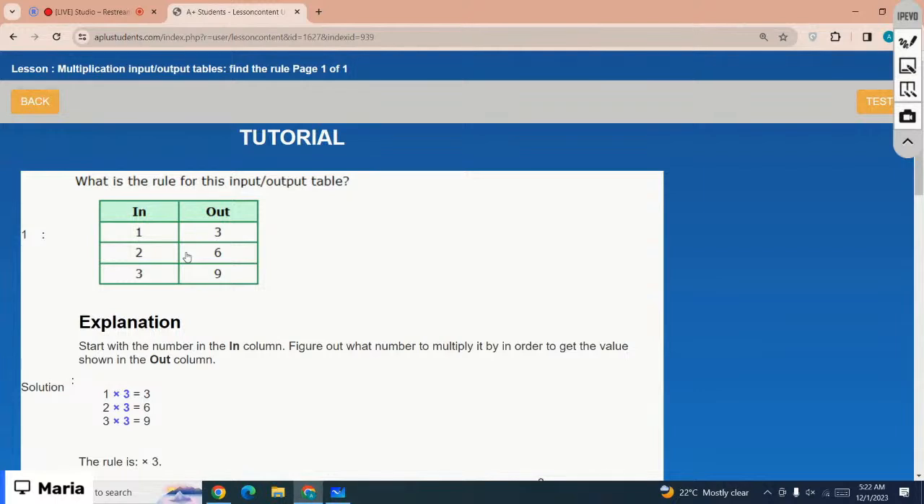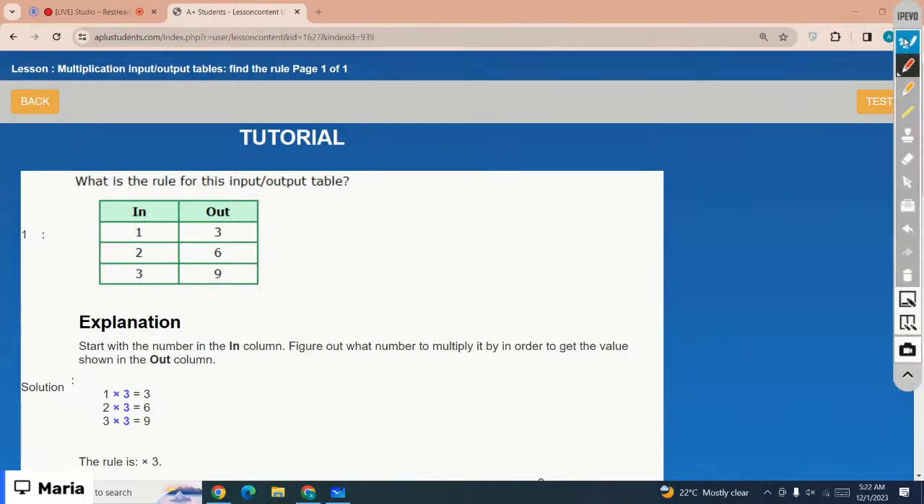Okay, so we did input output tables in the last session, right? Here we are given the input output tables, we have to calculate the rule, right? Let me just explain again what is input output tables, right? Here is input values, right? Input values are 1, 2, and 3. And here is the output value 3, 6, and 9. So you multiplied input with a specific number to find the output value.